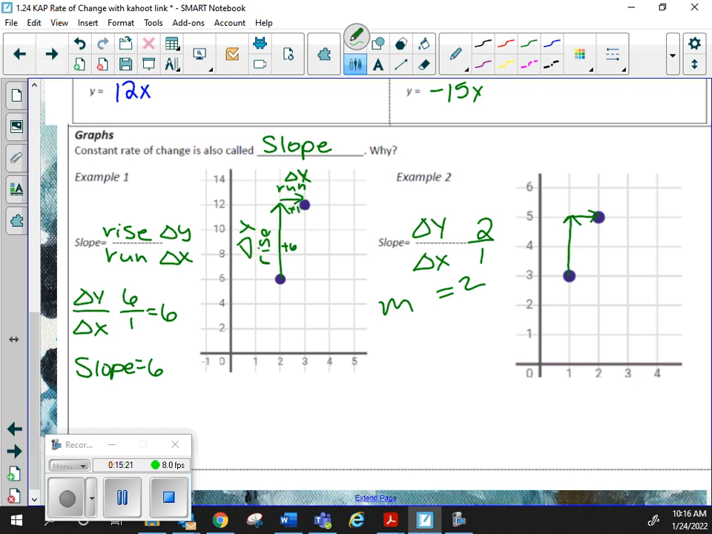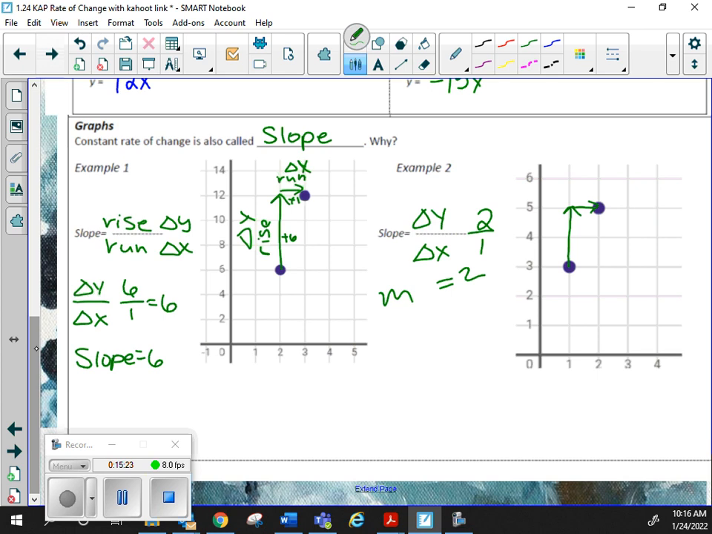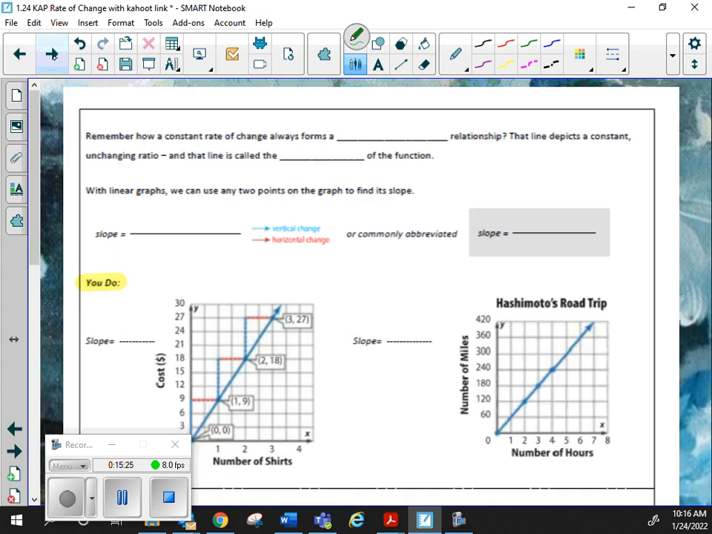Okay. Last little bit, I think, on the next page. Not much left. So I just talked about this. Remember how a constant rate of change always forms a what kind of relationship? I said it makes a linear. Again, a big hint is if it's not linear, it does not have a constant rate of change. It's a changing rate. The line depicts a constant unchanging ratio, and that line is called the slope of the function.